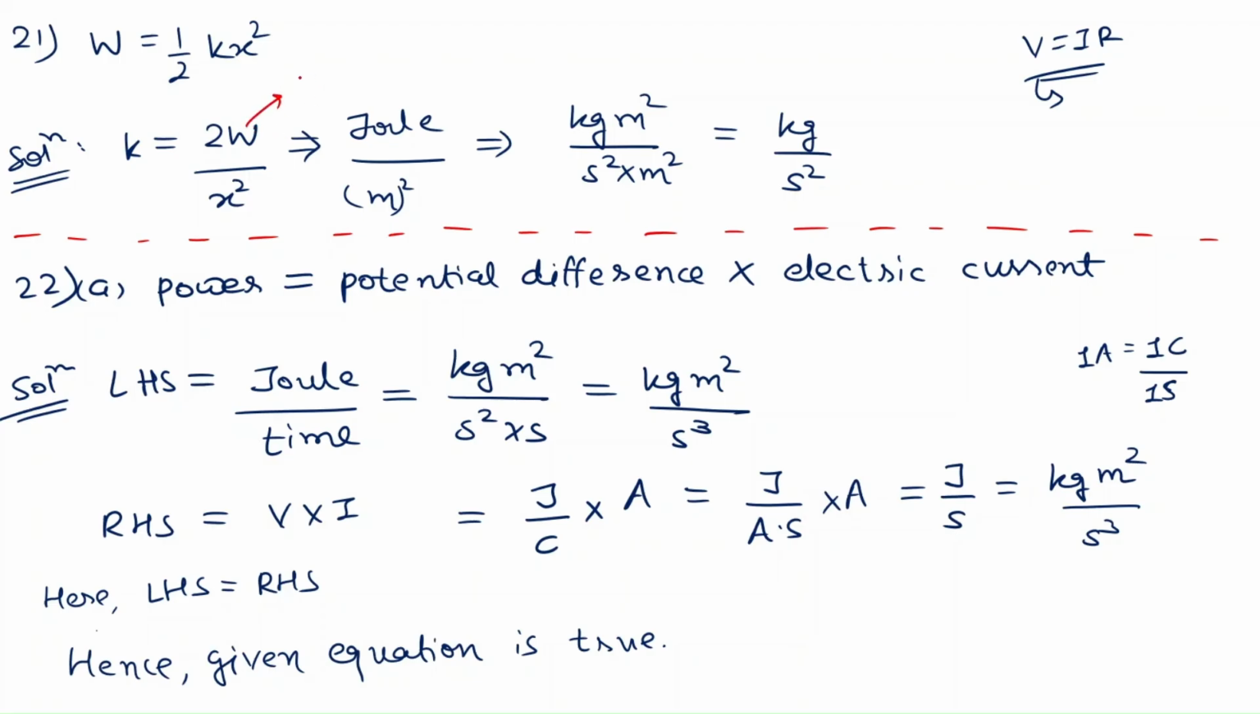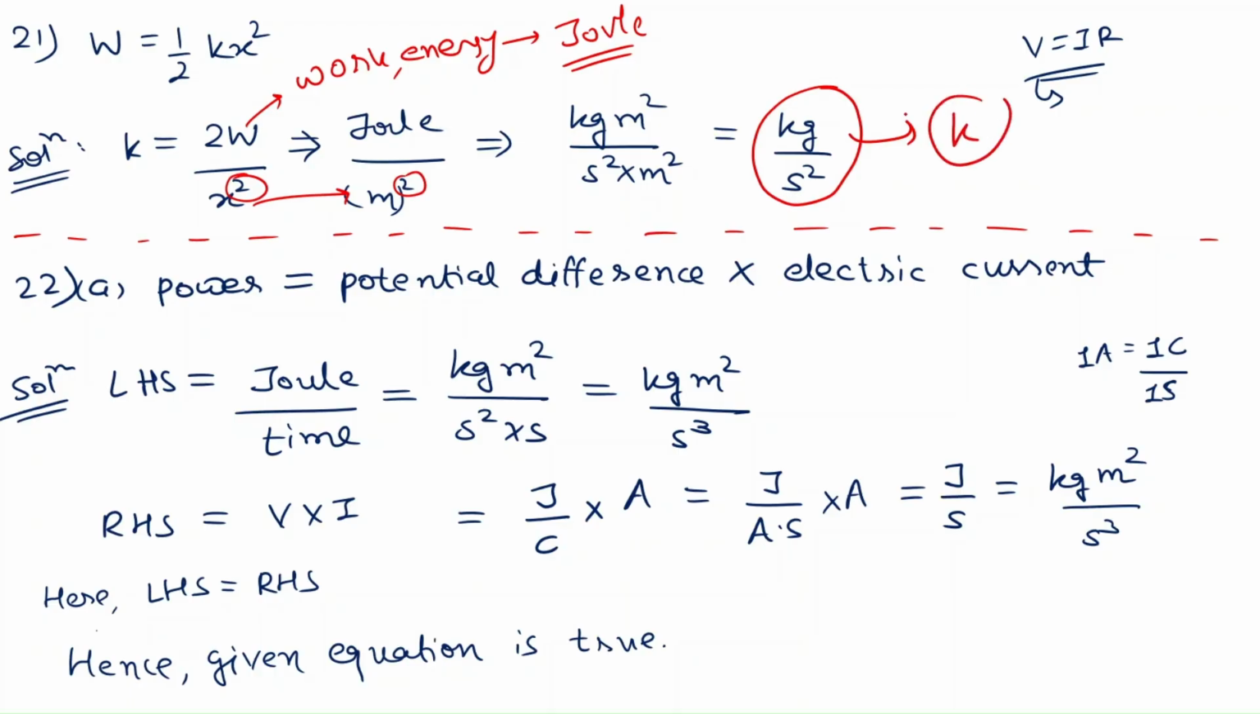So work or energy, anything you say, but its unit is joule. So joule here, and x squared. Squared means it is a distance basically, so in the SI unit we have meter. So we substitute the value of joule into the SI base units: kilogram meter squared per second squared, over meter squared, and we get the result kilogram per second squared, which is the unit of k. Okay.